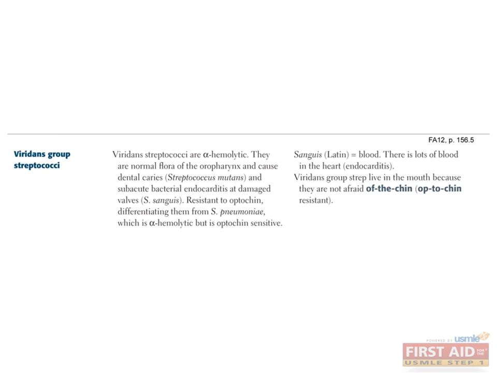Viridans strep is our alpha-hemolytic gram-positive cocci that is optochin resistant. Remember, optochin resistance is what distinguishes viridans strep from strep pneumo. A useful mnemonic is that viridans lives in the mouth because it is not afraid of the chin. Viridans is normal flora found in the mouth.